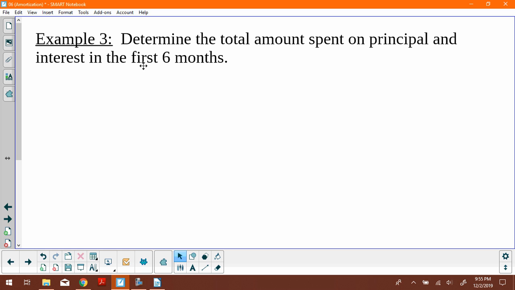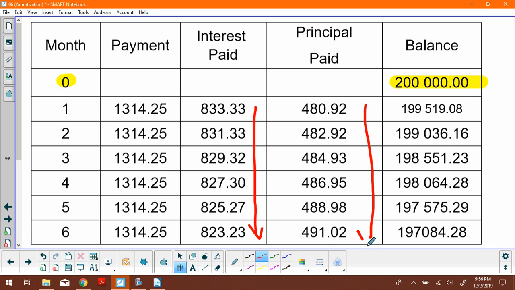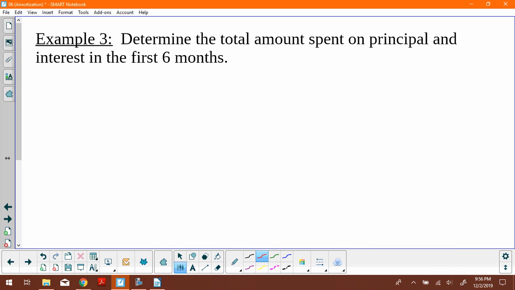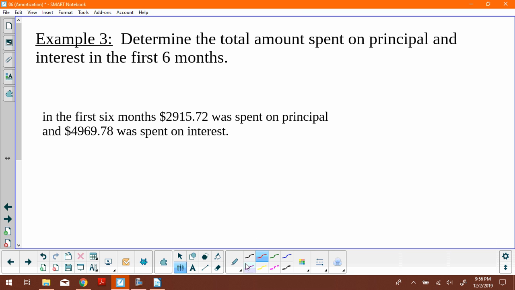So our final thing here, determine the total amount spent on principal and interest in the first 6 months. For this, we really have to do the totals, right? For the total interest paid, I just have to add up this column right here. And for total principal paid, I just have to add up this column right here. When I do that, these are the totals that I get.